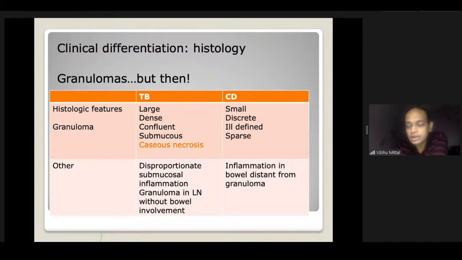In Crohn's disease, you can have granuloma in lymph nodes, but it would be in nodes with nearby bowel involvement. In Crohn's, you would have something else: inflammation in bowel distant from granuloma. So these are soft pointers which might point you one way or the other.